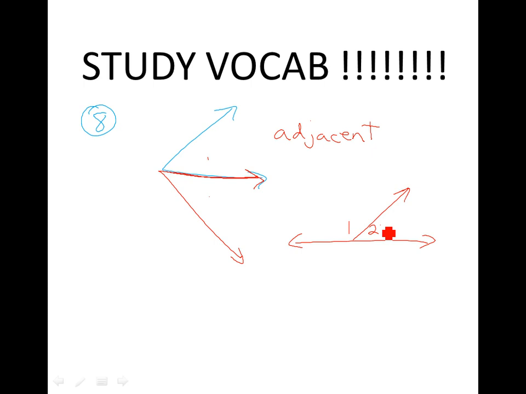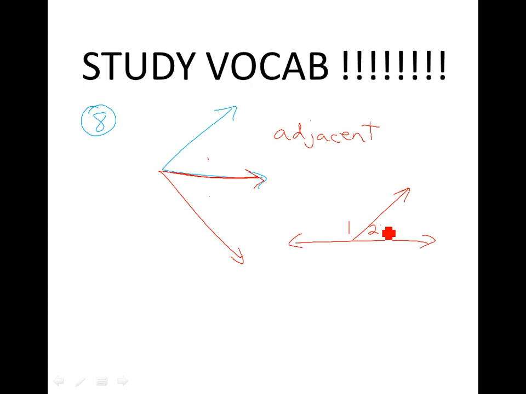What are supplementary angles? Two angles that measure add up to 180. Make sure you write the part about two angles in there if that's on the test, because if you just write angles that add up to 180, that's wrong. It's got to be two angles that add up to 180.